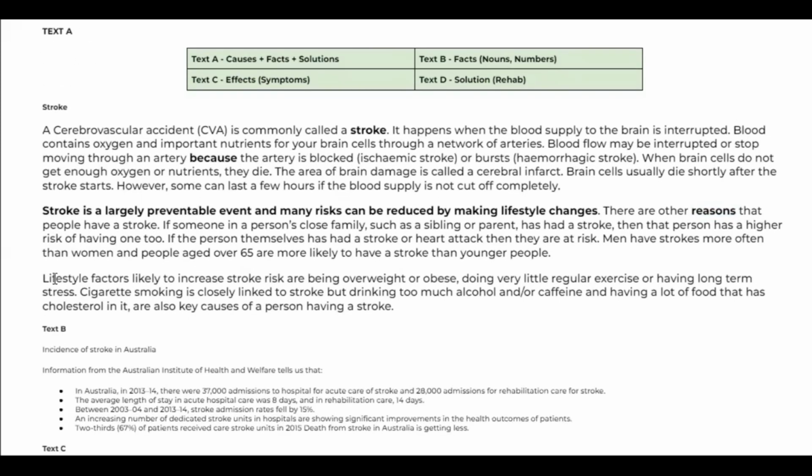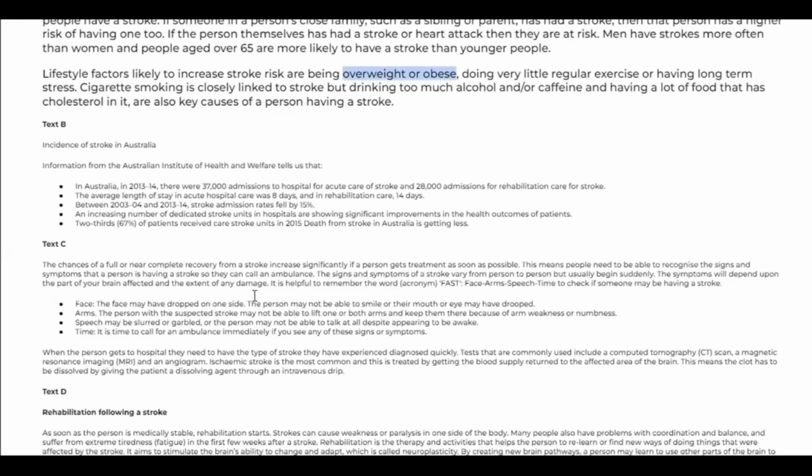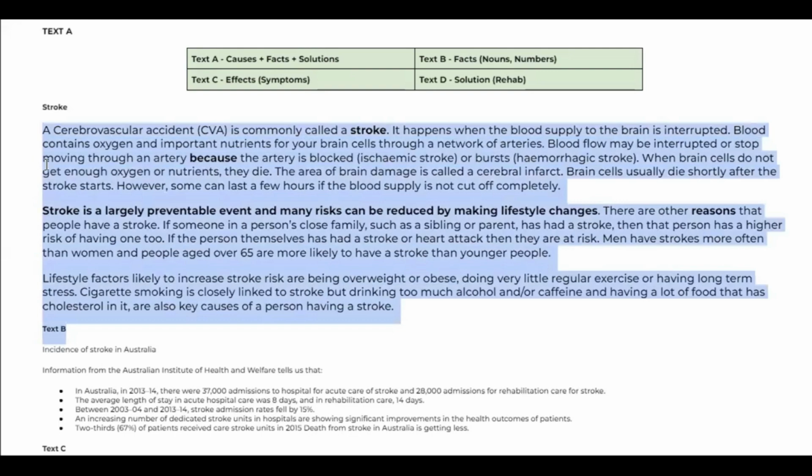Now listen. Now coming to the last one, lifestyle factors likely to increase stroke risk are being overweight or obese. Causes, again causes. Did you notice that everything is cause in this area? So we are getting it more clear, and I am taking you to the other paragraphs as well. Please come to the other paragraphs. I will show you how this works really. We have seen the first one, and the majority of this is the causes of stroke. Let's go to the second one and see what is there.